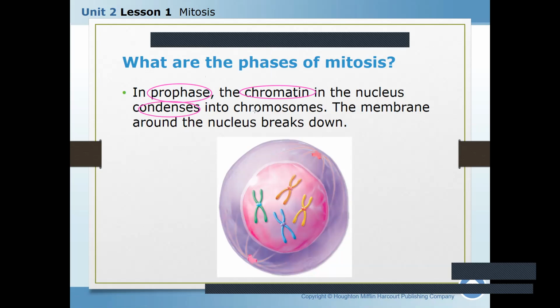Chromatin condenses into chromosomes, and the membrane in the nucleus breaks down, splitting into two. What happens in prophase? Girls, when something condenses, when something becomes cool, do the chromosomes go far or do they come close?